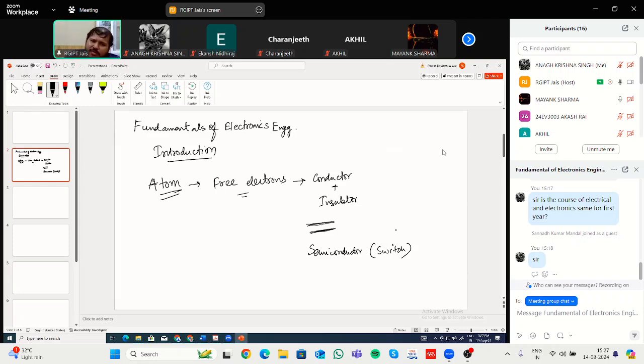We will be going over semiconductor devices in our unit 2, and there is a separate subject also for this whole semiconductor topic.